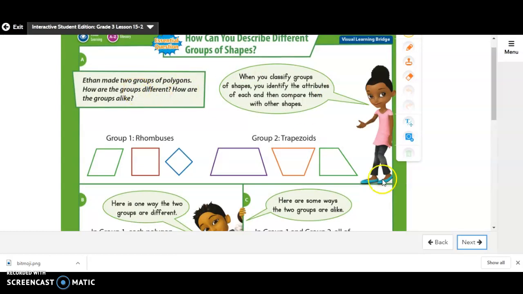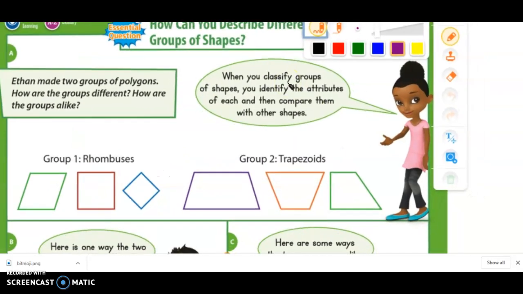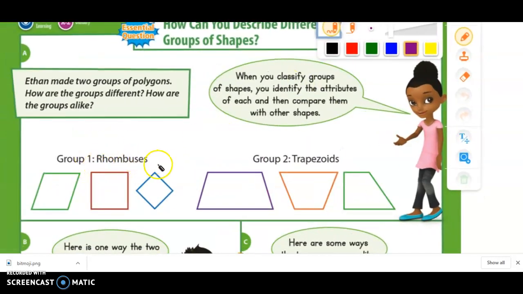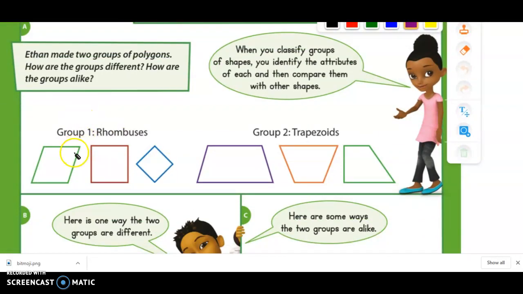On this page, Ethan, he made 2 groups of polygons. How are the groups different and how are they alike? Well, let's look at group 1 over here. These are the rhombuses. They are rhombuses because they have 2 sets of parallel sides, and all 4 sides are the same length. Now, you probably noticed this one and this one are actually squares also. Remember, squares can still be considered rhombuses. A square is the most specific name I can give this shape, but we can still call it a rhombus because it does still have all the things that a rhombus has to have. It just has a more specific name of a square also.